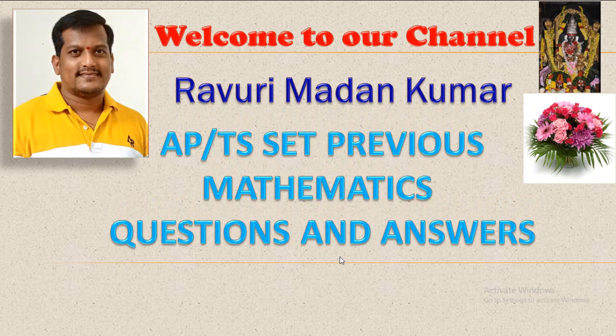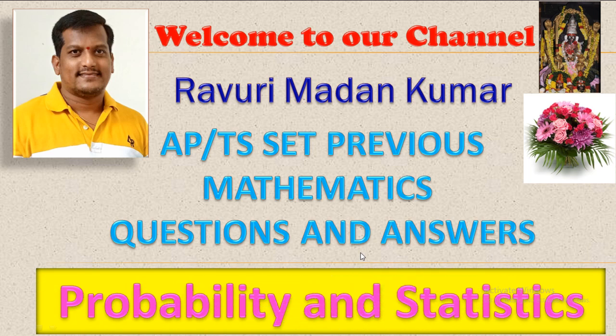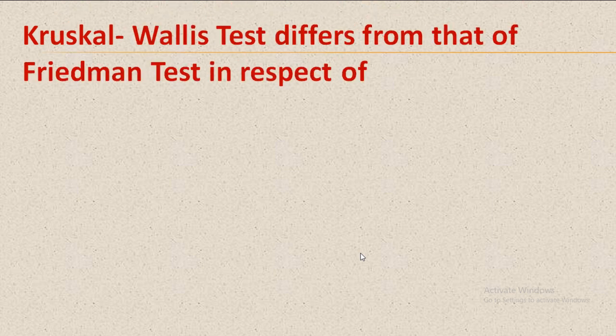We are discussing AP and TS set previous mathematics questions and answers on the topic probability and statistics. The question is, Kruskal-Wallis test differs from that of Friedman test in respect of.